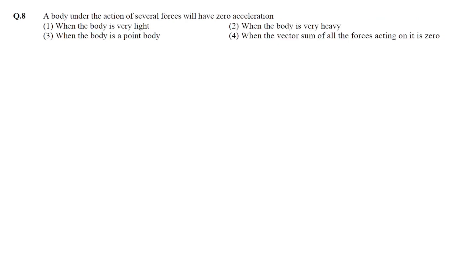See the next question. A body under the action of several forces will have zero acceleration. Whenever several forces are acting on a body, if the algebraic sum or vector sum of all the forces is equal to 0, then automatically acceleration also is equal to 0. According to Newton's second law, a is nothing but F by m. So when this force is 0, then automatically the acceleration will also be 0. So according to that logic, when the vector sum of all the forces acting on it is 0, then acceleration also will be equal to 0. So let us move to the next question, children.